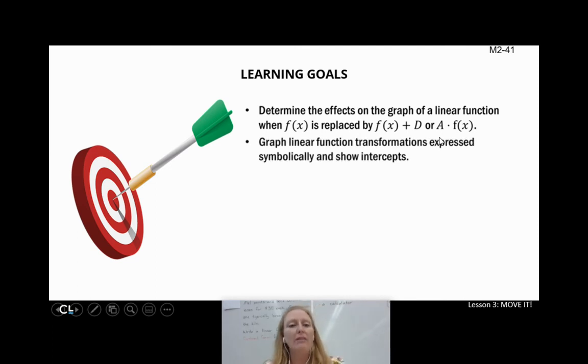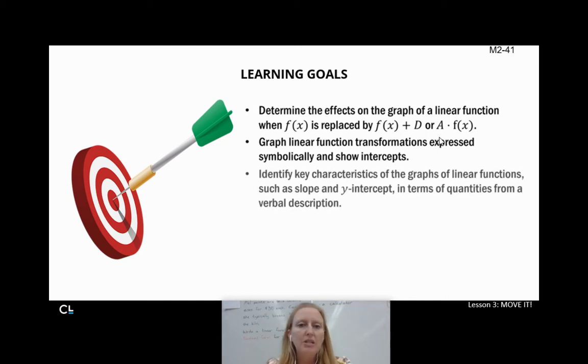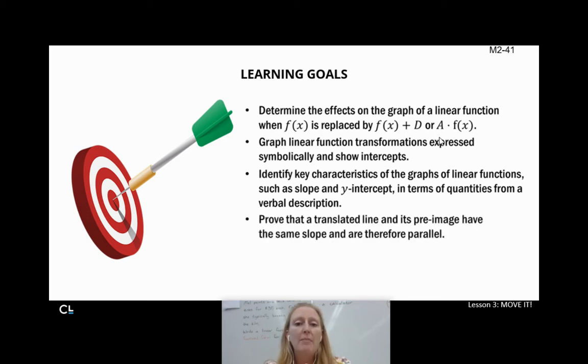Again, we're still going to be graphing those linear function transformations. We're going to show the intercepts. Again, we're going to identify those key characteristics, slope, y-intercept, all that good stuff. And we already did this last time, to prove that a translated line and its pre-image have the same slope and are therefore parallel. We were writing equations with parallel lines last time. So now we're really focusing on what happens when we multiply our function by a number.